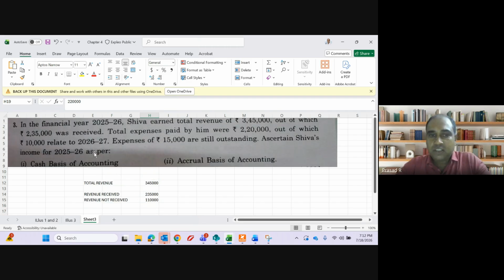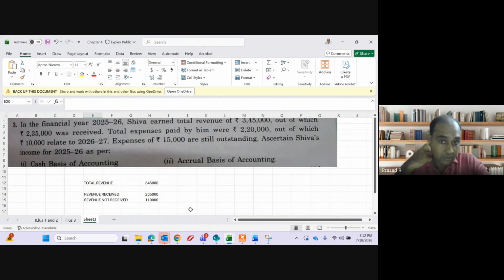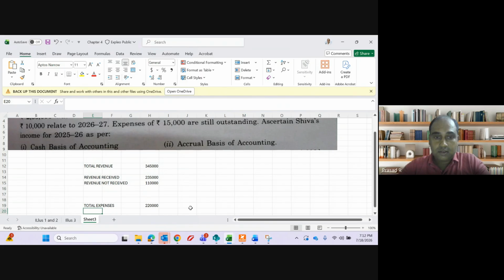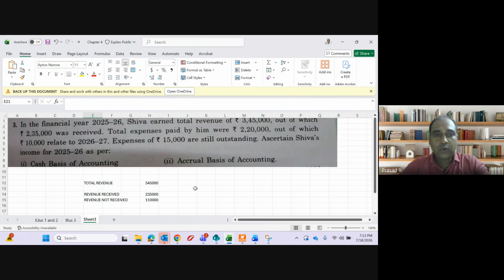So any expenses relating to next financial year, shall we consider under accrual system? Total expenses includes 10,000 pertaining to financial year 26-27. We are calculating profits for which financial year, guys? For the financial year 25-26. Ascertain Shiva's income for 25-26 as per cash basis and accrual basis.